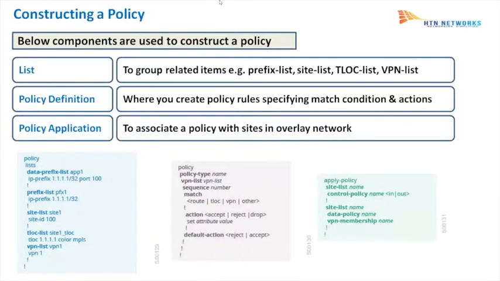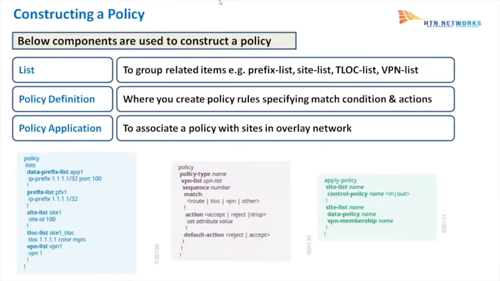So every policy has a certain number of components. These are the components that we need to define and construct a policy. Number one is the list that we need to create. Then we need to create a policy definition, and the third thing is to apply that policy.